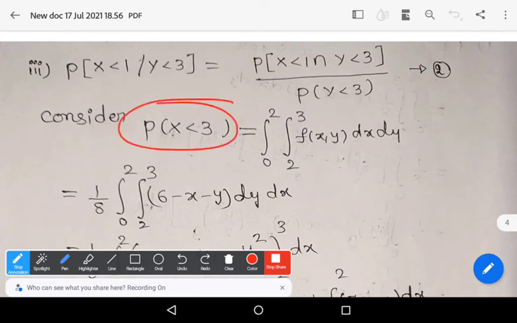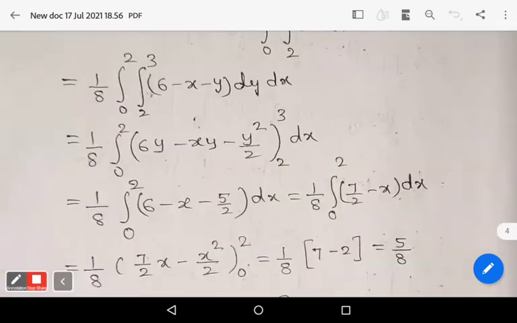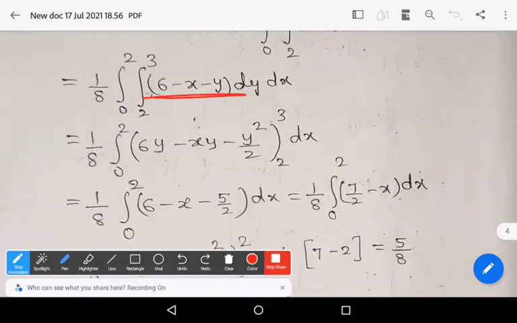Probability of y less than 3 means you have to integrate like this. Integral x is equal to 0 to 2, and integral y is equal to 2 to 3 only. F of xy dx dy. Substitute f of x and integrate. Integrate along y first. 6 minus x minus y is the function, 1 by 8 into. Integrate along y, we get 6y minus xy minus y square by 2. Limits 2 to 3. Upper limit is 3, lower limit is 2. So we get this step 6 minus x minus 5 by 2 dx.